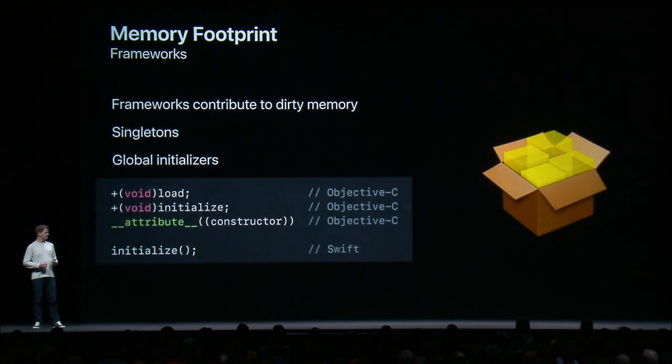And if you might have noticed, I've brought up frameworks twice. Yes, frameworks that you link actually use memory and dirty memory. Now, this is just a necessary part of linking frameworks. But if you maintain your own framework, singletons and global initializers are a great way to reduce the amount of dirty memory they use. Because a singleton's always going to be in memory after it's been created. And these initializers are also run whenever the framework is linked or the class is loaded.